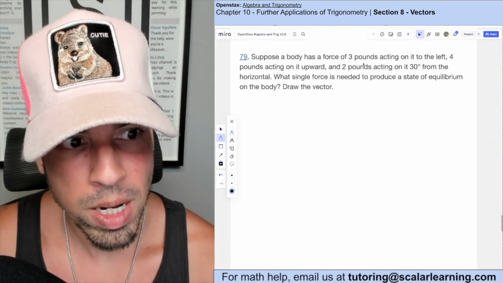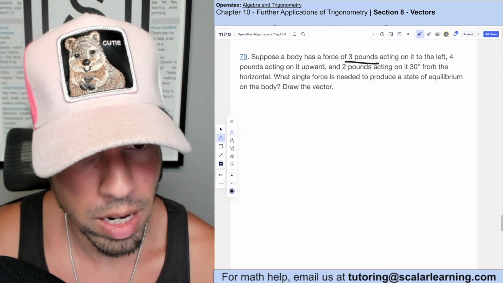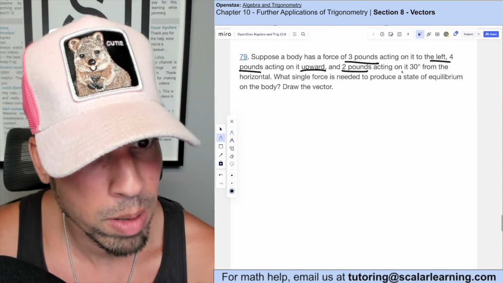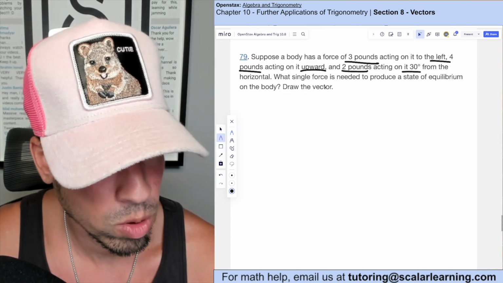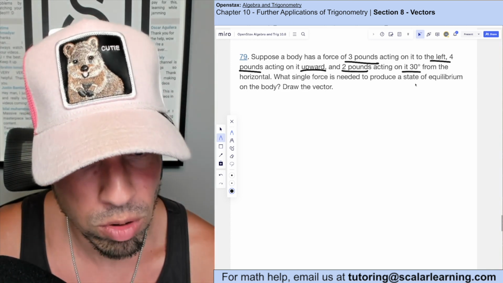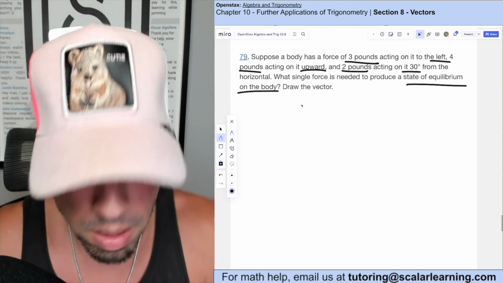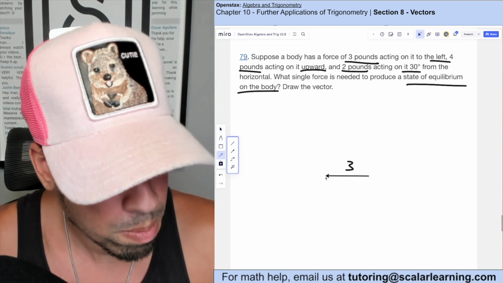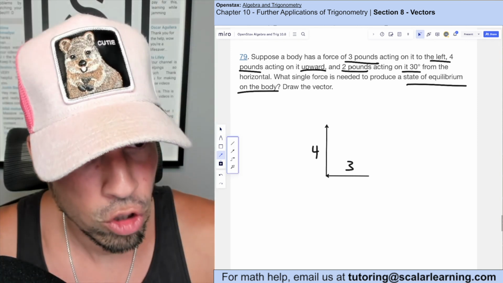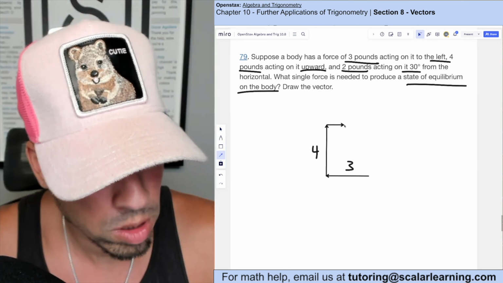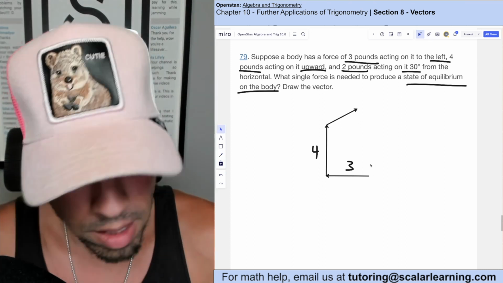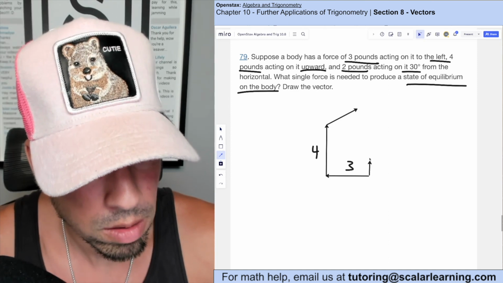Done. Suppose a body has a force of 3 pounds acting on it to the left, 4 pounds acting on it upwards, and 2 pounds acting on it 30 degrees from the horizontal. What single force is needed to produce a state of equilibrium on the body? So let's draw this out. So we got 3 pounds acting on it to the left, then we got 4 pounds acting on it upwards, and then 2 pounds acting on it 30 degrees from the horizontal. So here's the horizontal and 30 degrees up like so. So that's kind of like what's happening, right? It's ending up over here.